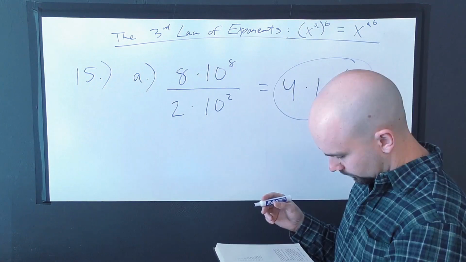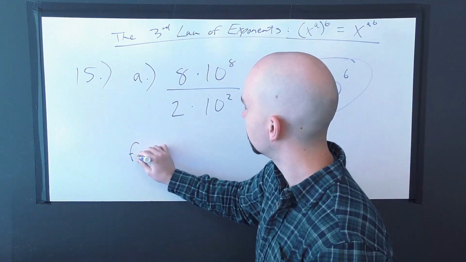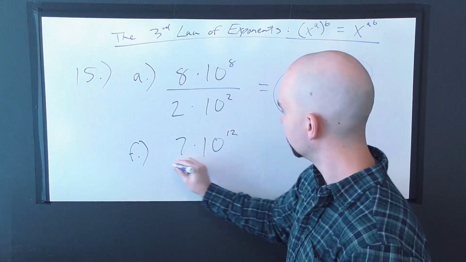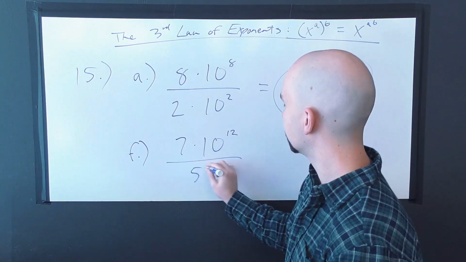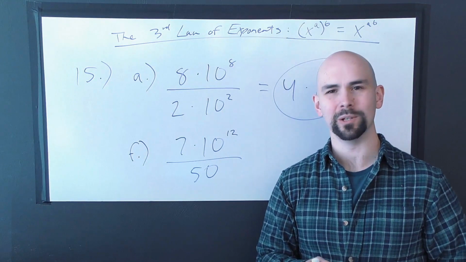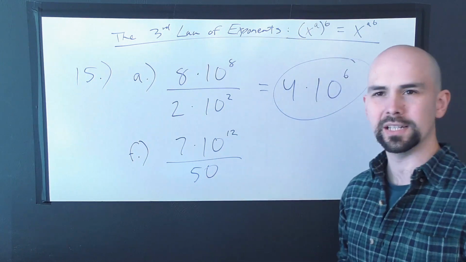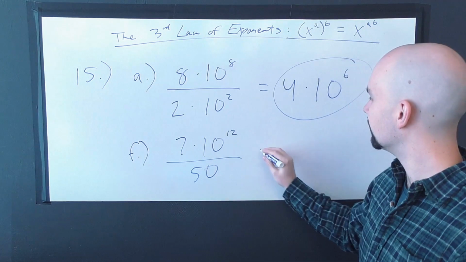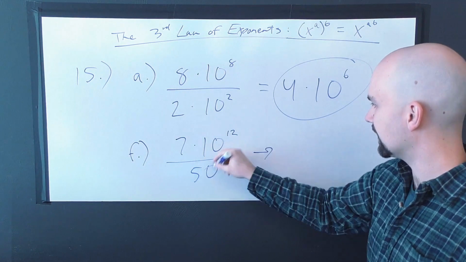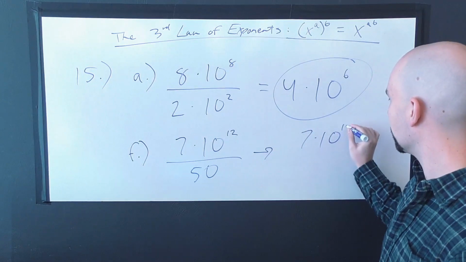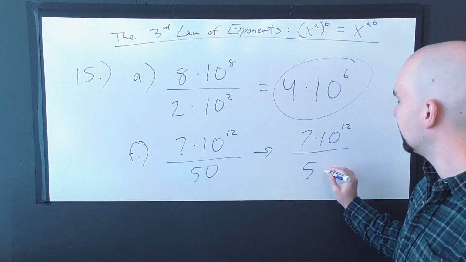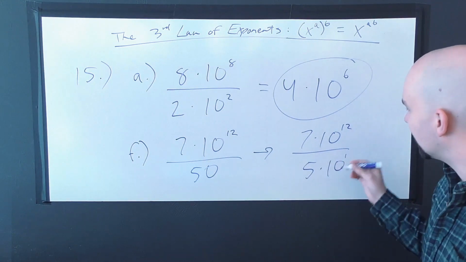We'll do another like that. Let's do F. This one's a little tricky. 7 times 10 to the power of 12 over 50. Well, there's an easy way to do this and the hard way. I'm going to do it the easy way, which is to take 50 and put it in scientific notation. So that becomes 7 times 10 to the power of 12 over, what's 50 in scientific notation? That's going to be 5 times 10 to the power of 1. Now, do I have something I can work with?